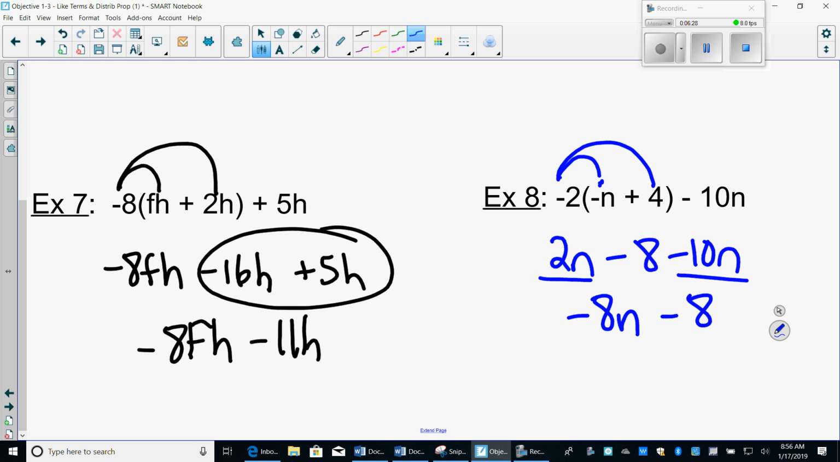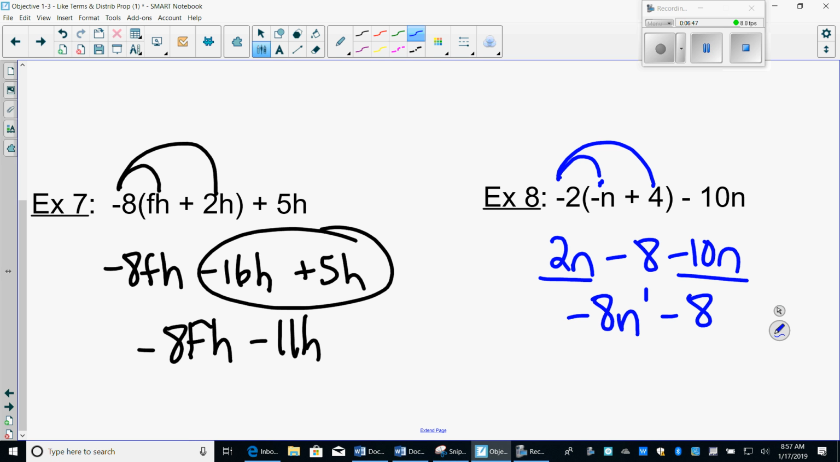Normally, properly, you put your highest degree first. When I say degree, I'm talking about the exponent of the variable. So this has a degree of 1 because n has a 1 exponent. This one has a degree of 0 because there are no variables.